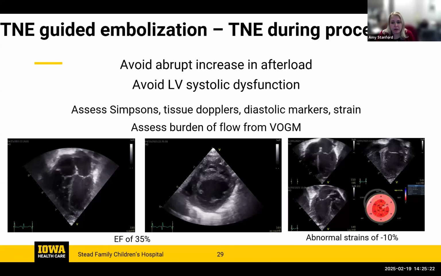We also assess the burden of flow by assessing what the SVC flow looks like. What is that VTI, knowing what it had been, and looking at how much reversal of flow is in the arch. And again, we're back to a balancing act where we want to target enough vessels in order to decrease the flow while not increasing the afterload to the LV so much that we would lead to LV failure. What we want is to avoid having a patient come back to the NICU with echo images seen below. We don't want a patient with a Simpson's of 35% and LV strains that are -10 or worse.